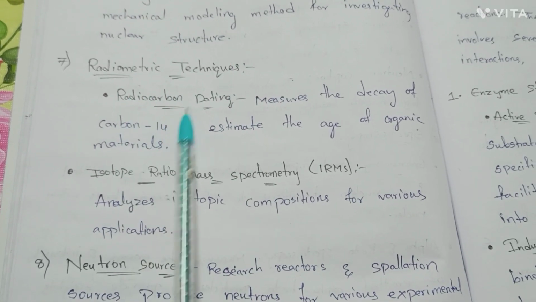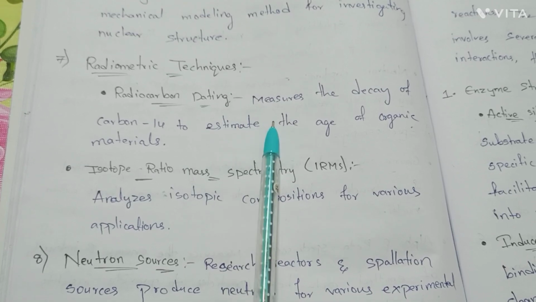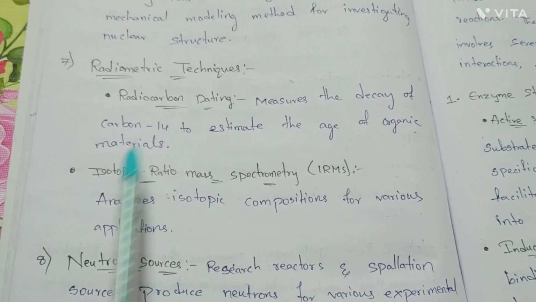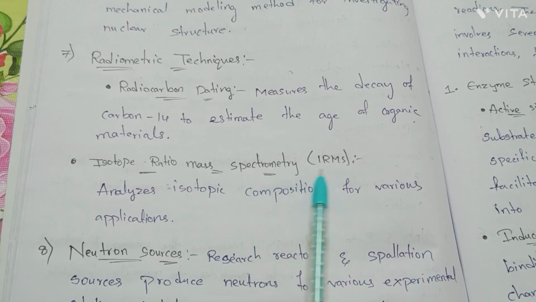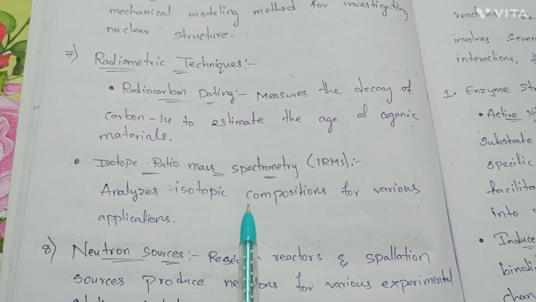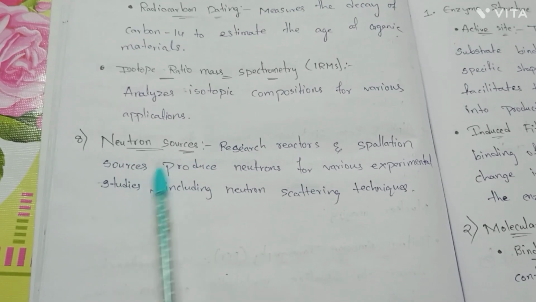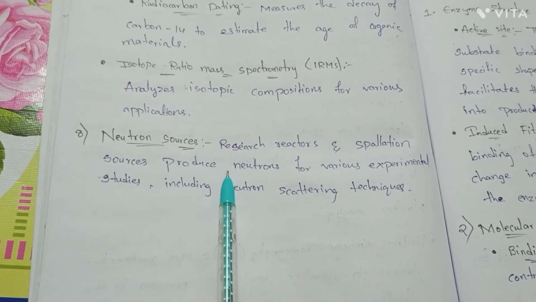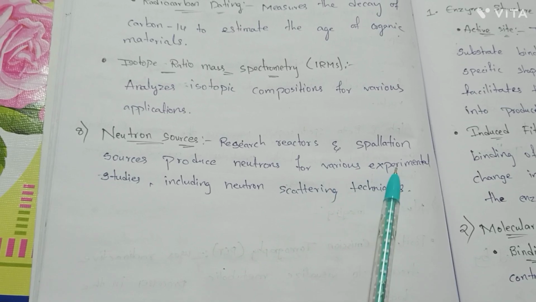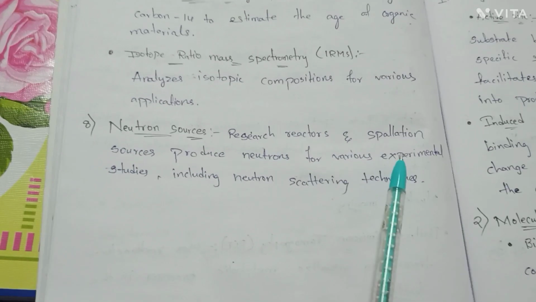Radiometric techniques. Radiocarbon dating measures the decay of carbon-14 to estimate the age of organic materials. Isotope ratio mass spectrometry analyzes isotopic compositions for various applications. Neutron sources. Research reactors and spallation sources produce neutrons for various experimental studies, including neutron scattering techniques.